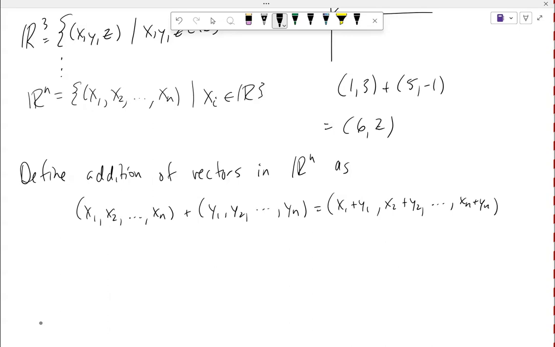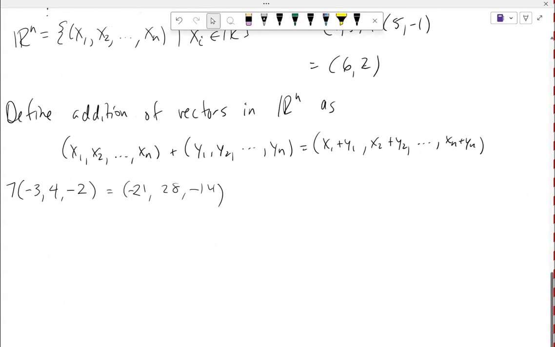Likewise, if you wanted to do 7 times the vector (-3, 4, -2) and do that scalar multiplication, what would you do? Yeah, multiply all the components by that 7, right? Do you think it's going to be any different if I make a vector longer than 3 components? No. Okay.